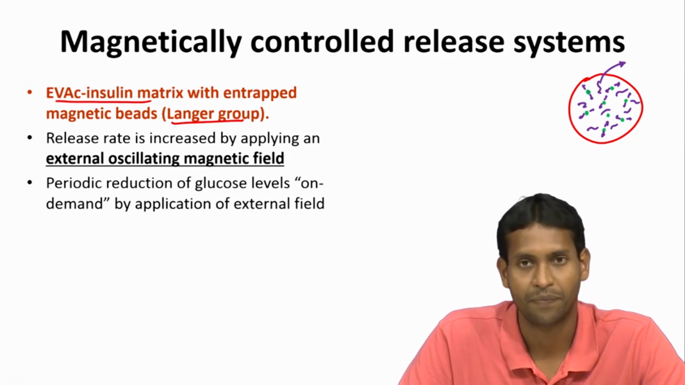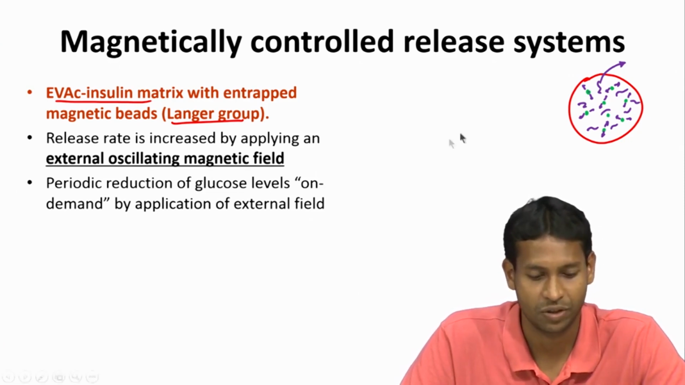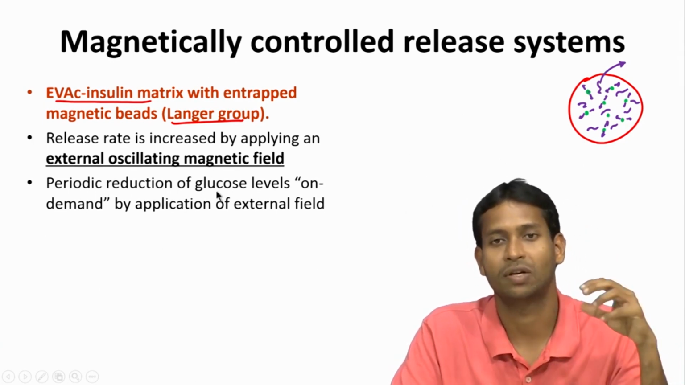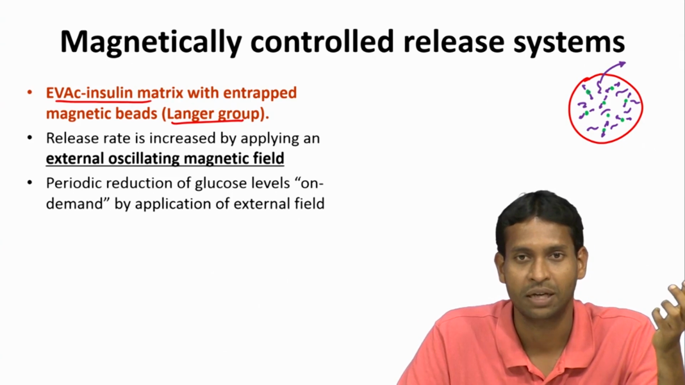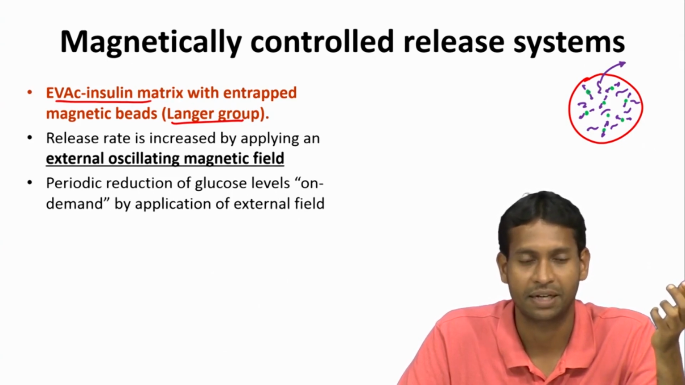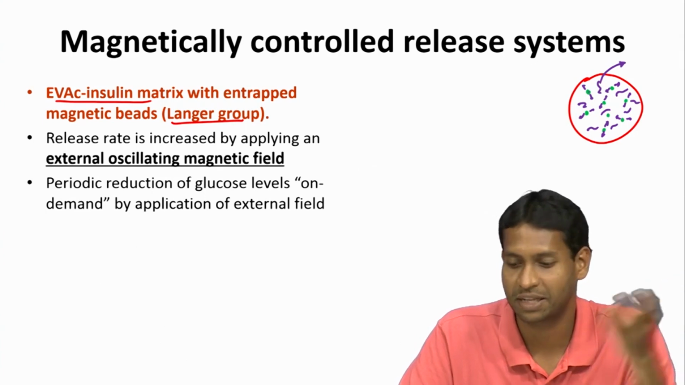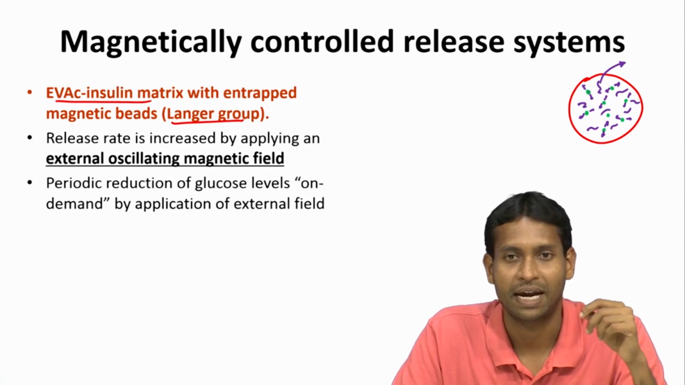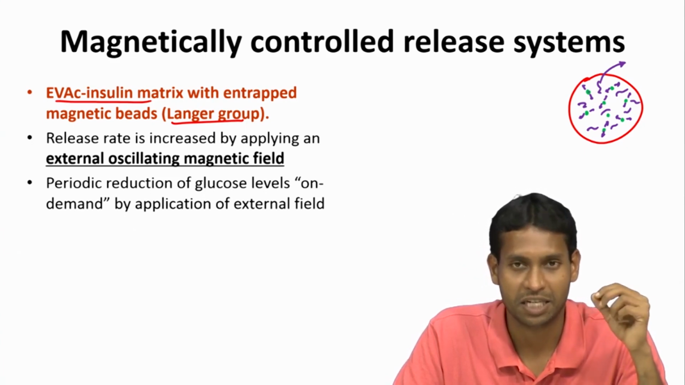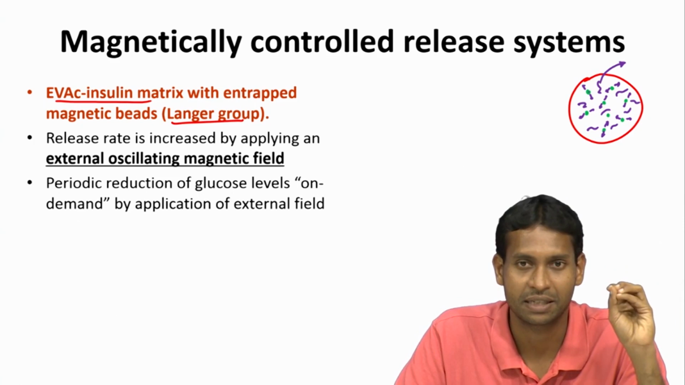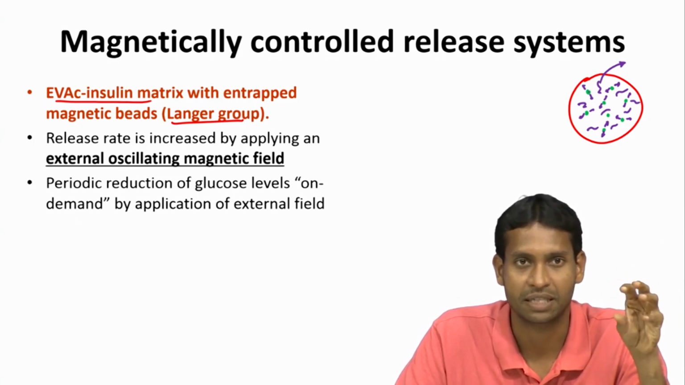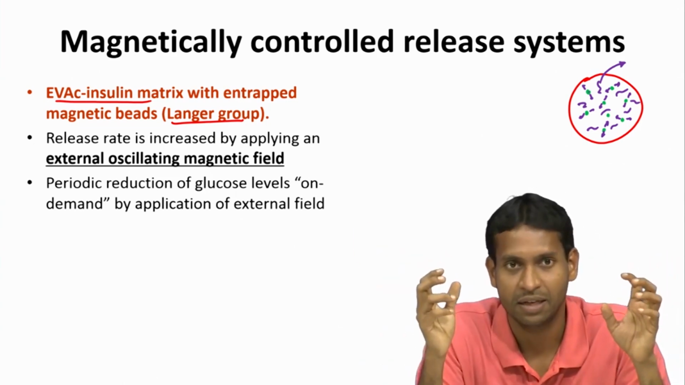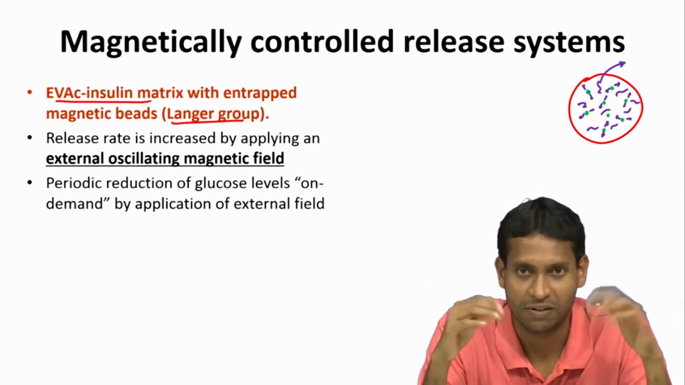What they were proposing is to use it for periodic reduction of glucose levels on demand. So, let us say I have just eaten food and there is a certain requirement for insulin to be secreted, which is now encapsulated in this particular polymer matrix. In that case, I can just apply the magnetic field in the area where this system is implanted, and because of that there will be a sudden release of quite a lot of insulin, which will then cause my blood glucose level to go down.